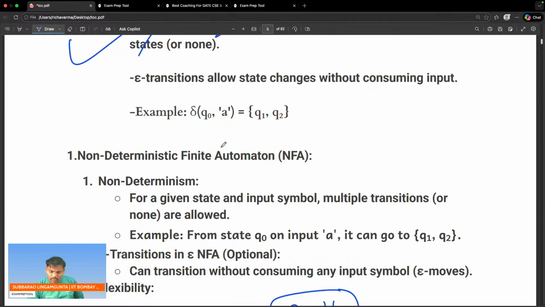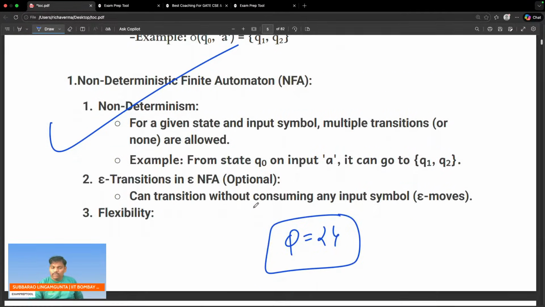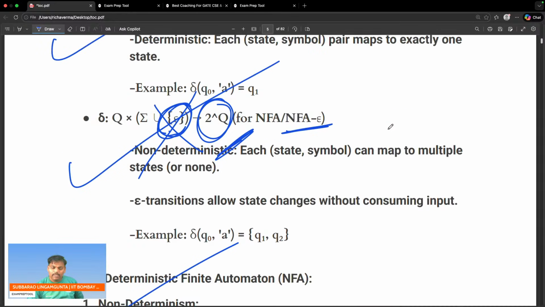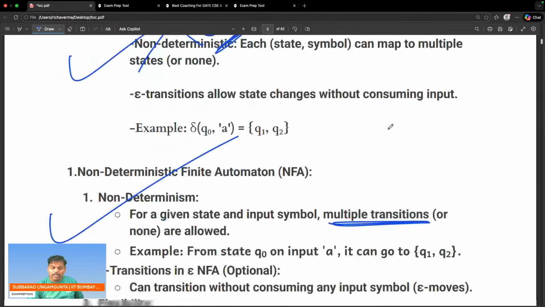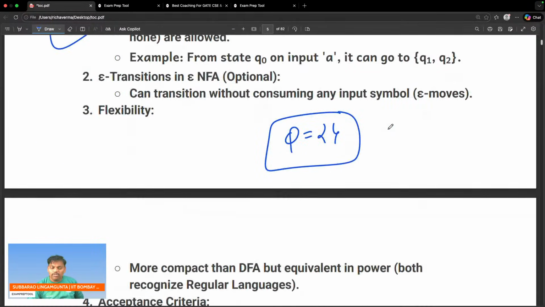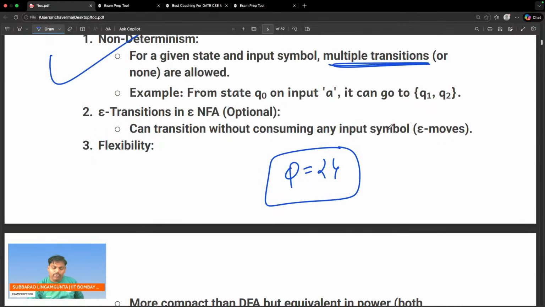I think if you observe, something about non-determinism, which everyone knows. You can read it once. Non-determinism, what is the meaning? On some state, by giving some symbol, you are going on multiple transitions. Multiple transitions, that is called non-determinism. So when you say NFA, non-determinism. When you say DFA, determinism. DFA has determinism. NFA means non-determinism, which means there is some ambiguity.